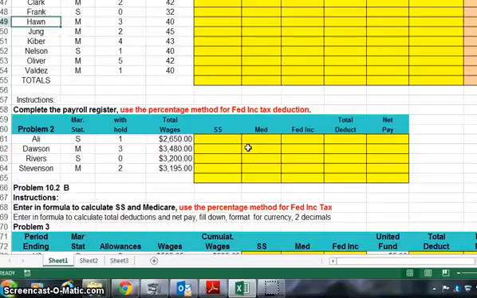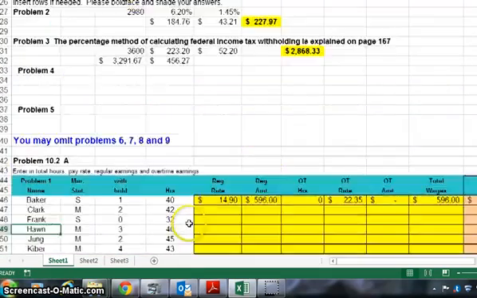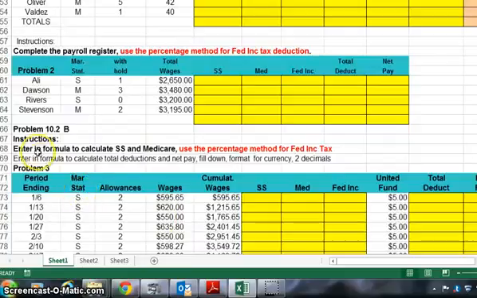And problem 2, this one is monthly wages paid to employees, and you're to use the percentage method for this one. So do it the way that we did up here on problem 3. And the next one, problem 10.2b, is another one where you're going to use the percentage method to calculate federal income tax.